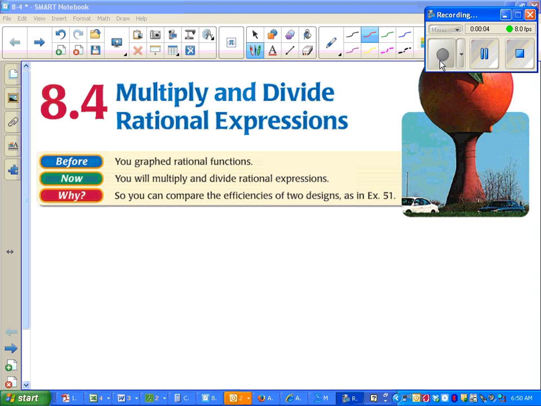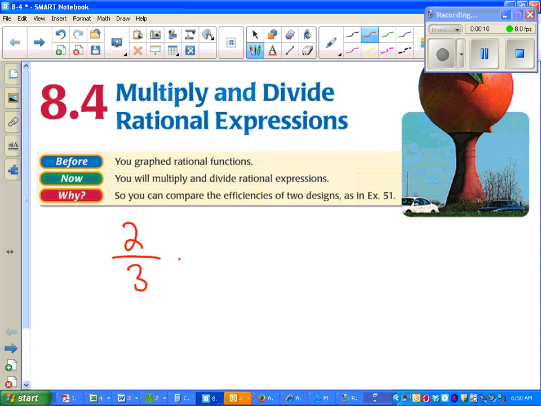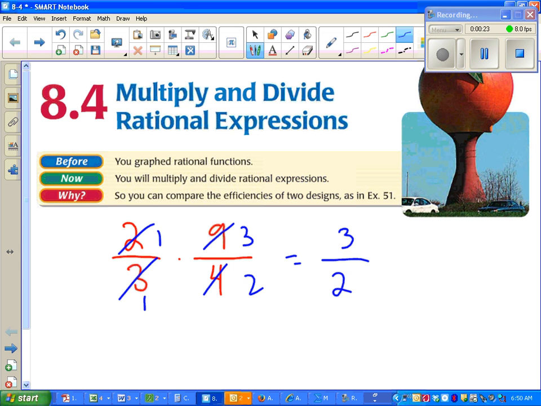8.4, divide and multiply rational expressions. This is going to be just like multiplying fractions, as we should be familiar with. When you multiply fractions, you can cancel, cross-cancel, and then multiply what's left across the top, multiply what's left across the bottom, and you're done. Today we're going to do that with rational expressions.